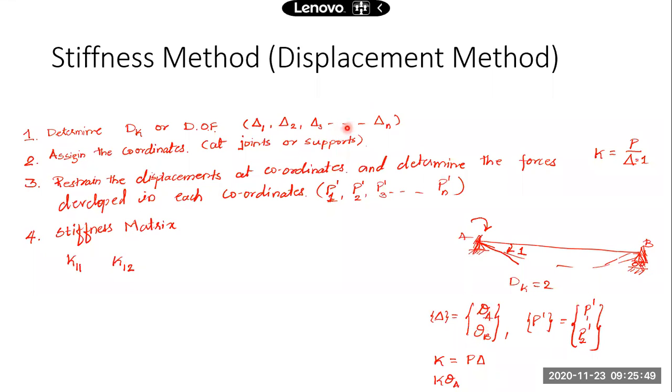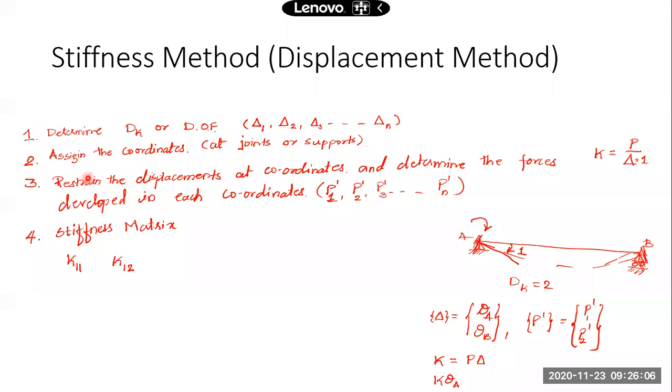Once I'm done with this, I have assigned the coordinates and identified the unknown displacements. Then what I'll do is restrain the structure. I'll go for finding the fixed end moments. We are actually finding the fixed end moments only.